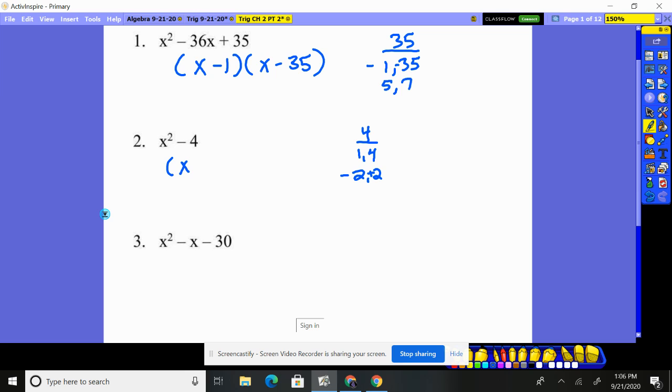However, when it's like that, you should recognize that as a difference of squares. Whenever we have a perfect square here, 4, 9, 16, 25, 36, 49, so forth, that should be a very big clue. There's going to be x minus times x plus the same number.